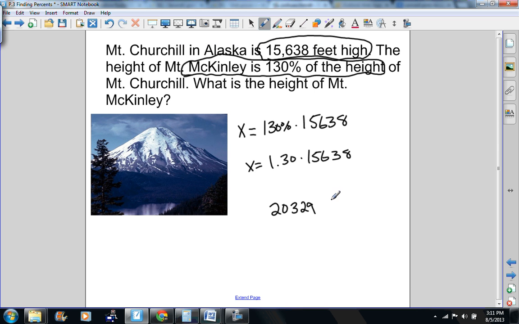We got to label it. And the big key with story problems, we got to ask ourselves, does this answer make sense? The big question here is which should be higher, Mount Churchill or Mount McKinley? And from reading the sentence, Mount McKinley should be higher, which is what we found. Therefore, our answer is correct.